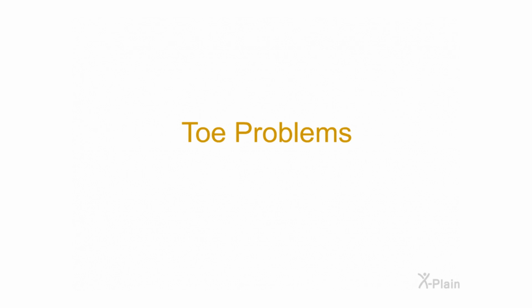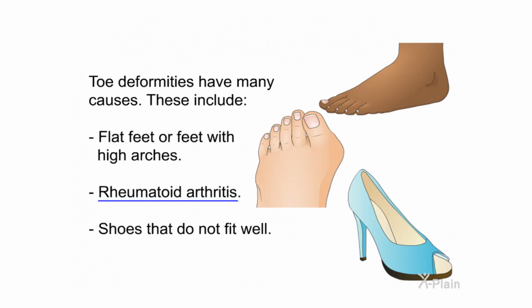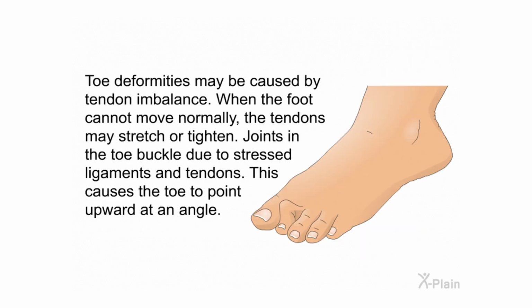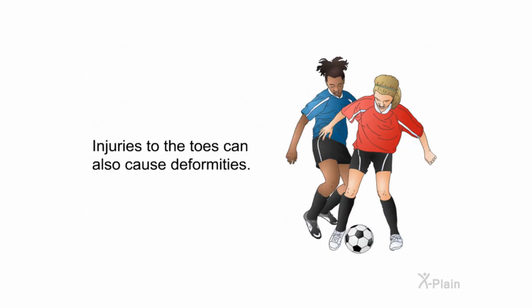Toe problems. Toe deformities have many causes. These include flat feet or feet with high arches, rheumatoid arthritis, and shoes that do not fit well. Toe deformities may be caused by tendon imbalance. When the foot cannot move normally, the tendons may stretch or tighten. Joints in the toe buckle due to stressed ligaments and tendons. This causes the toe to point upward in an angle. Injuries to the toes can also cause deformities.